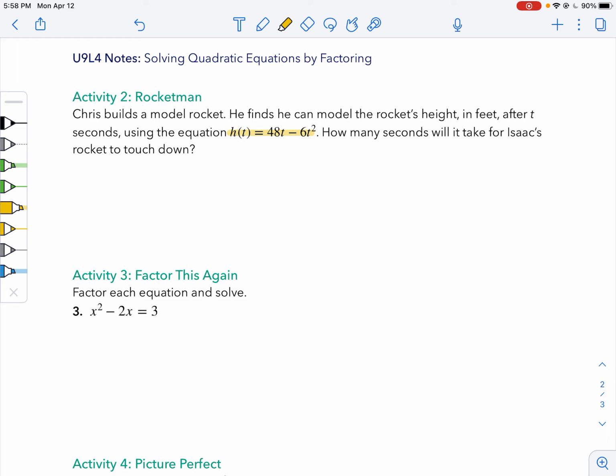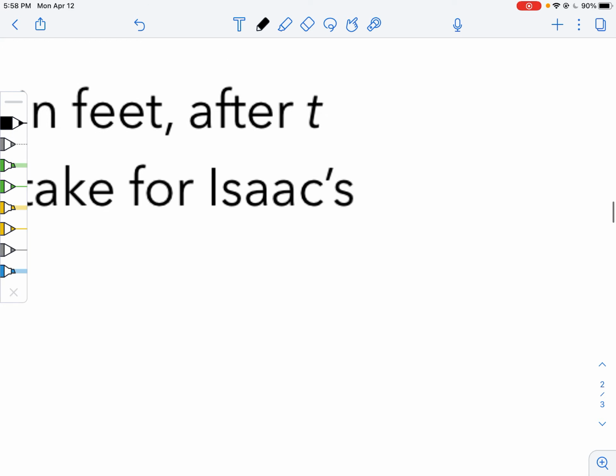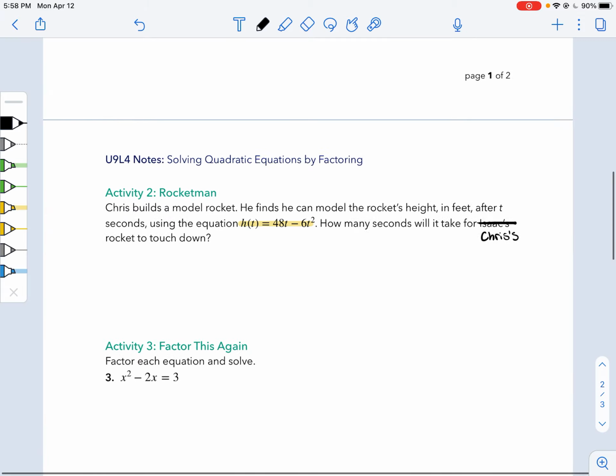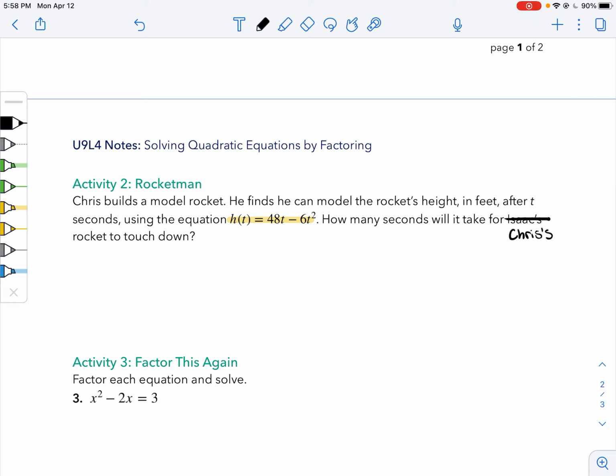How many seconds will it take for Isaac's rocket to touch down? Well, I don't know who Isaac is, but this is Chris's rocket. So Chris's rocket. Okay. Well, touchdown means, so you've got this rocket.